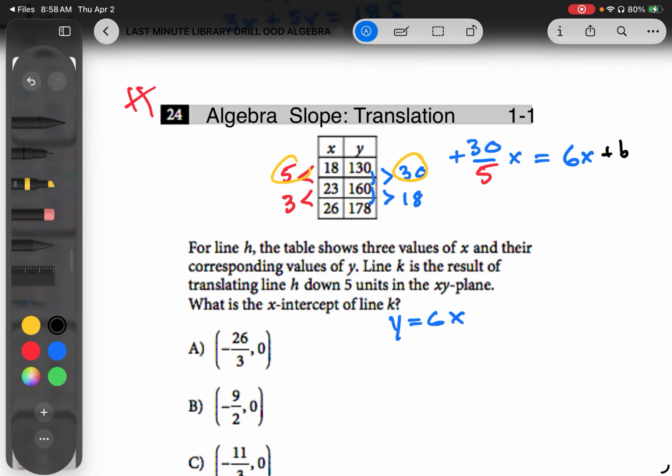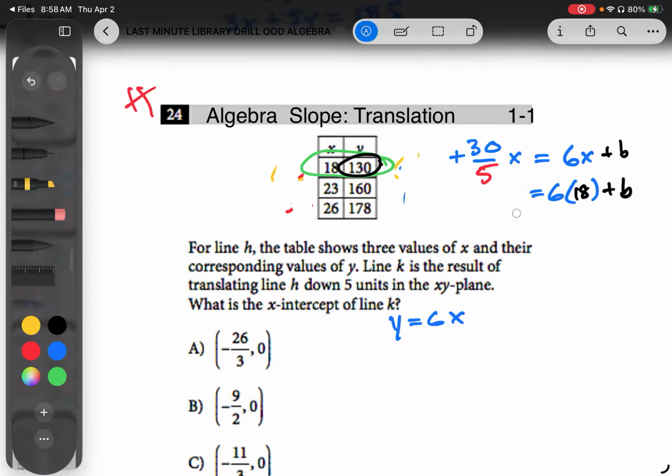Well, let me clean this up a little bit. We can take our X and Y values and plug them in. So if X equals 18, let's do it over here. Y equals 6 times 18 plus b, and it's going to have to equal 130. So I'm going to erase this and put 130.